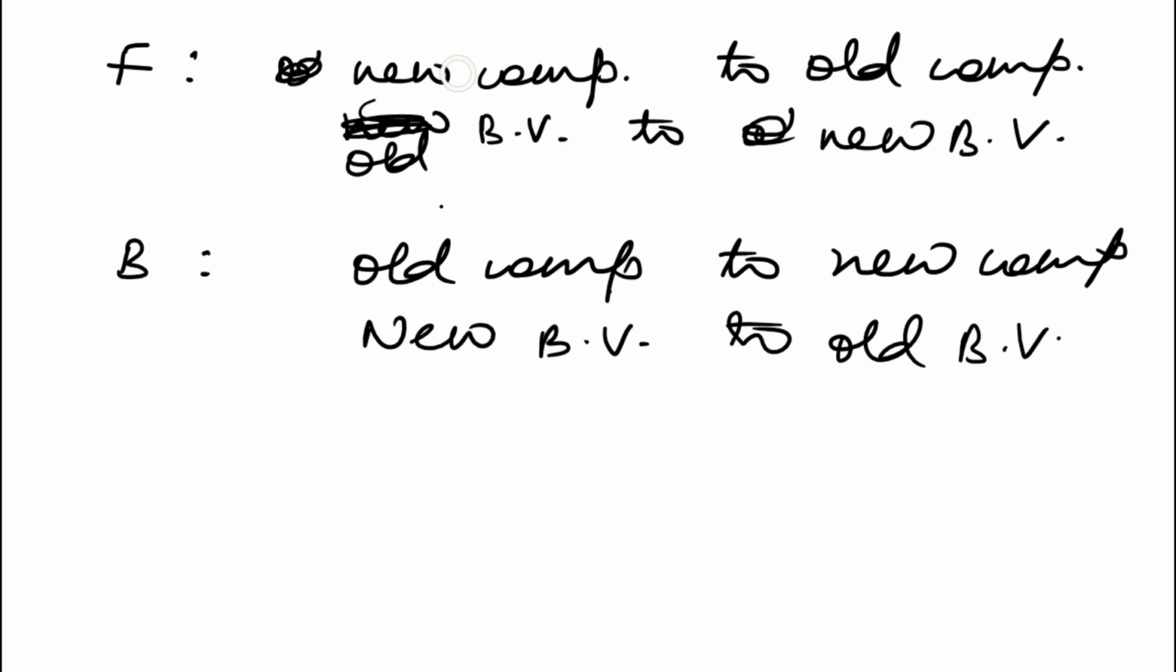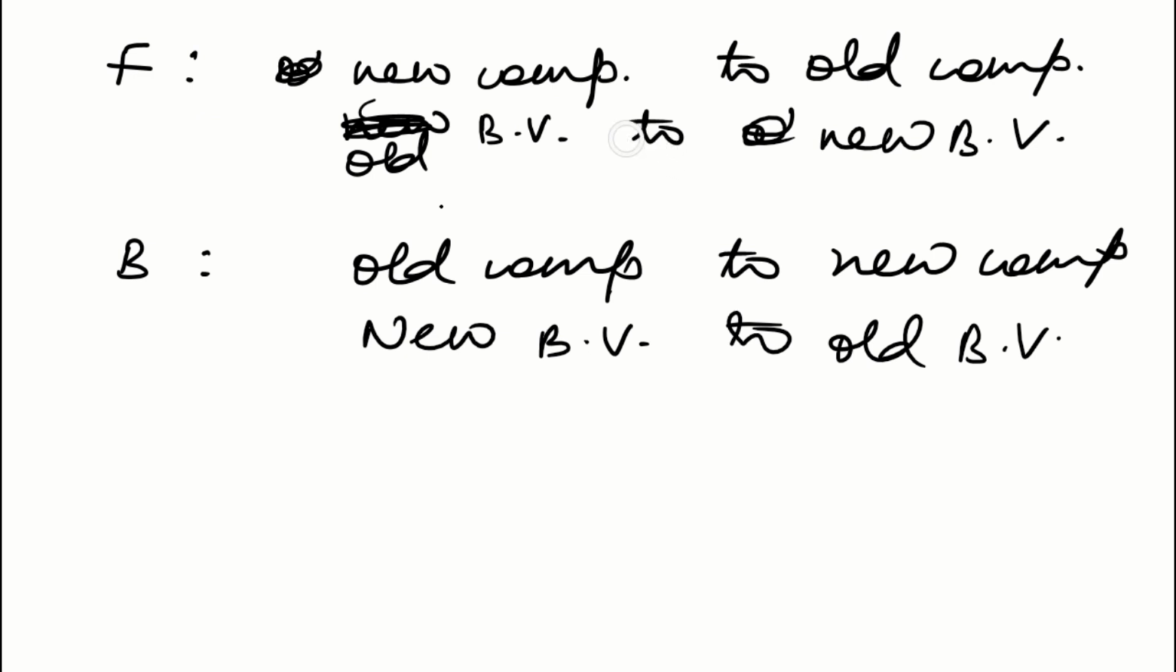So here the nature of transformation is opposite for components and basis vectors. When you apply any transformation to the coordinate system, then the components will change in one direction and the basis vectors will change in the opposite direction.